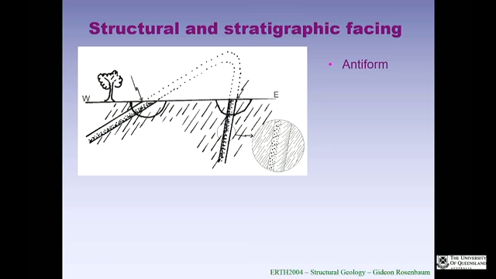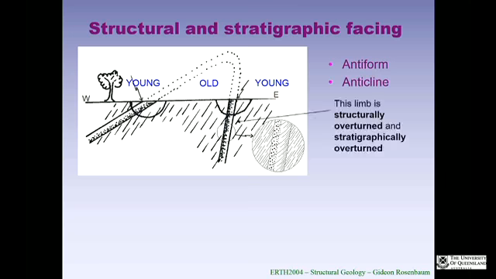So the center of the structure is where the older rocks reside. That makes it an anticline, right? So it is young, old, young. It's an antiform and it's an anticline. We already said that this limb is stratigraphically overturned, but let's now look at the structure. It is also structurally overturned.